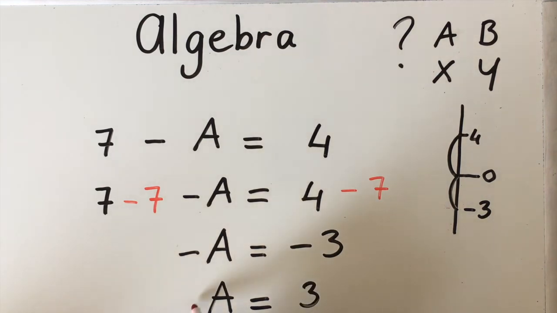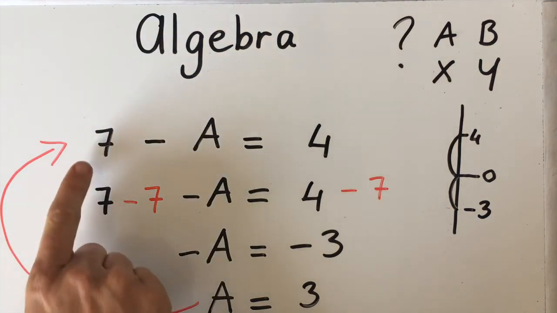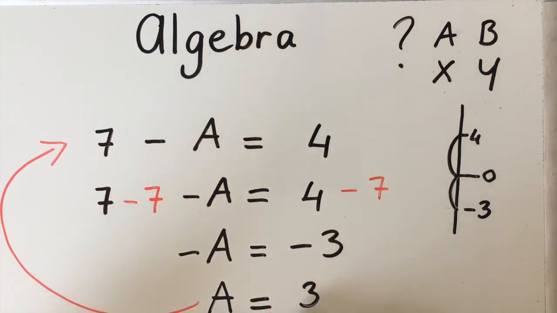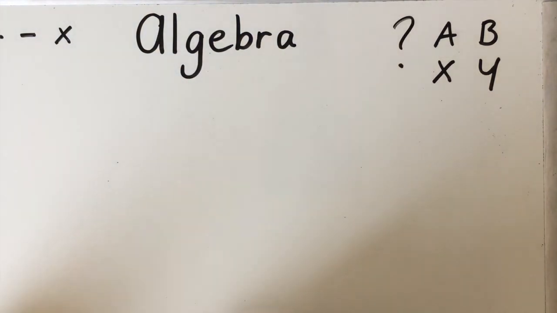And we can test it. Let's put this one back into the machine. 7 minus 3 equals 4. And that is correct. You can also do algebra with multiplications. And this is how it looks.